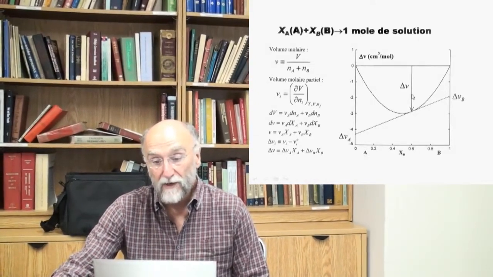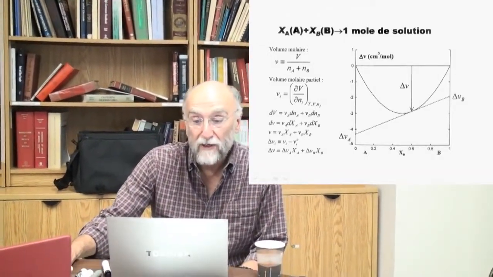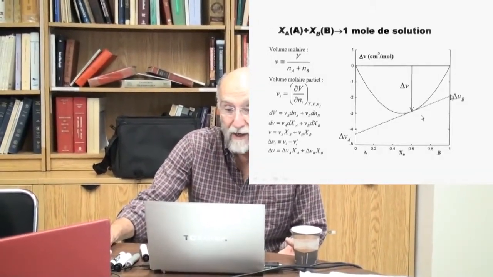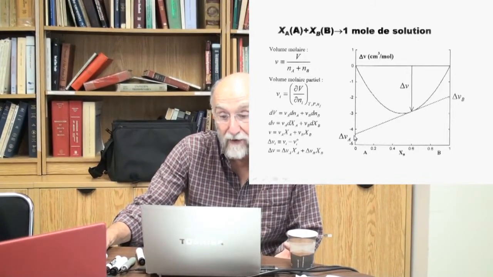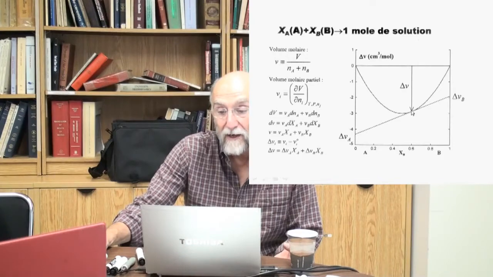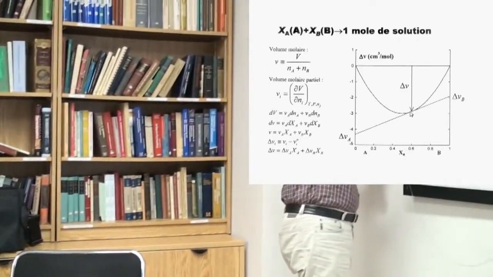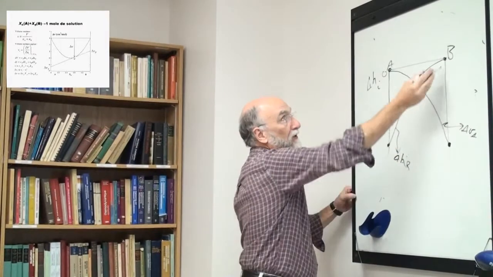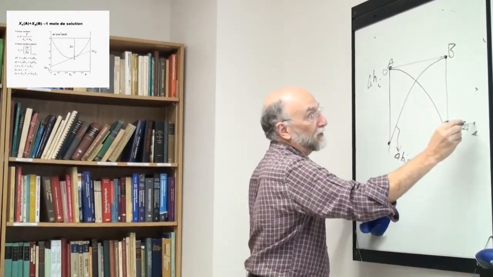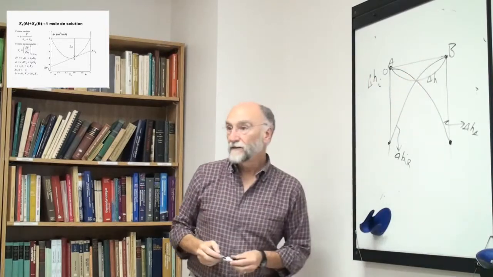If this is negative, then you have an exothermic mixing. Positive, you have an endothermic mixing. If it's zero, you have an ideal mixing. The tangent construction applies, so this would be the partial enthalpy of mixing of A at that composition, and this is the partial enthalpy of B at that composition. And if I were to plot the partial enthalpies going from A to B, the partial enthalpy of B would look like that, the partial enthalpy of A would look like that, and the integral enthalpy looks like that.